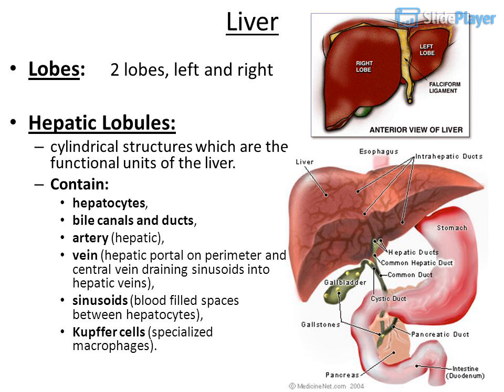Hepatic artery and hepatic portal vein on the perimeter, and a central vein draining sinusoids into the hepatic veins. Sinusoids are blood-filled spaces between hepatocytes. Kupffer cells are specialized macrophages.